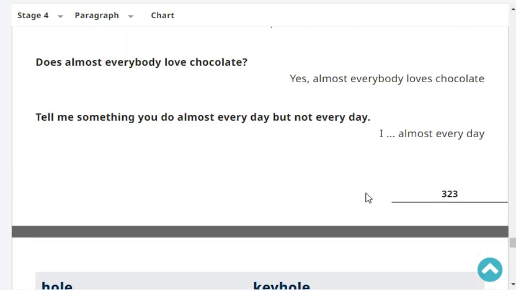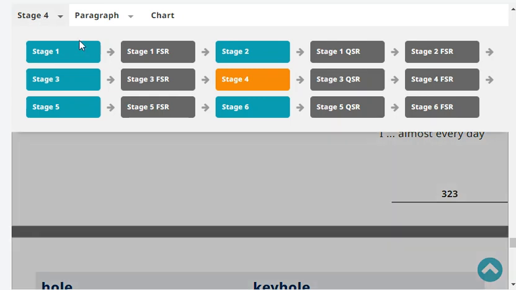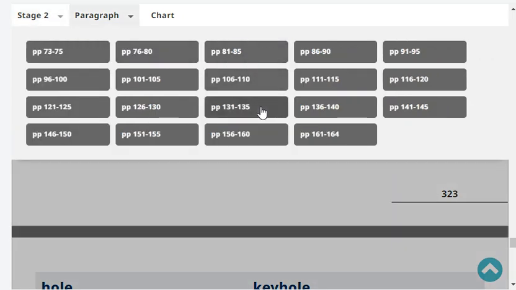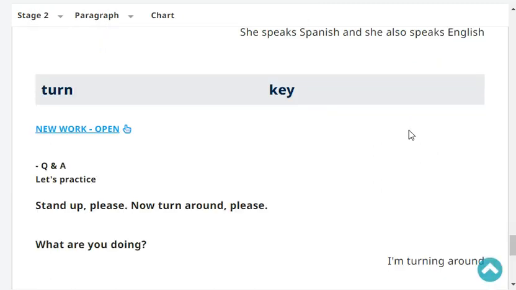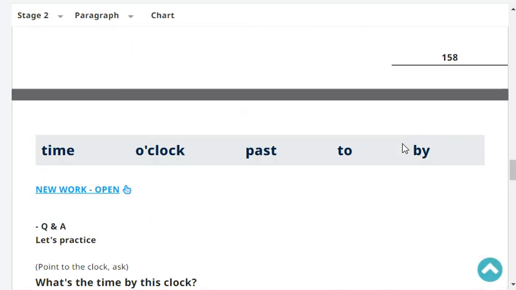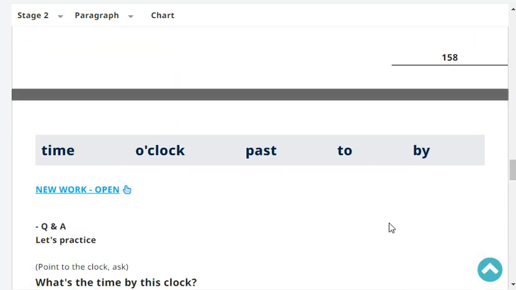Tell me something you do almost every day but not every day. I study English almost every day. Okay, very good. So now let's move on to reading. Okay, our reading is at stage 2, paragraph page 158. Last headword was famous. Okay, so let's start our reading. Famous. Okay, here we go.